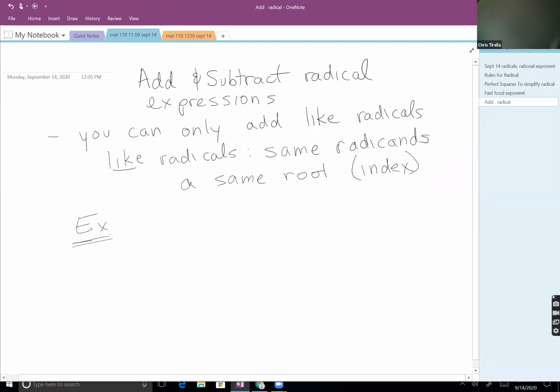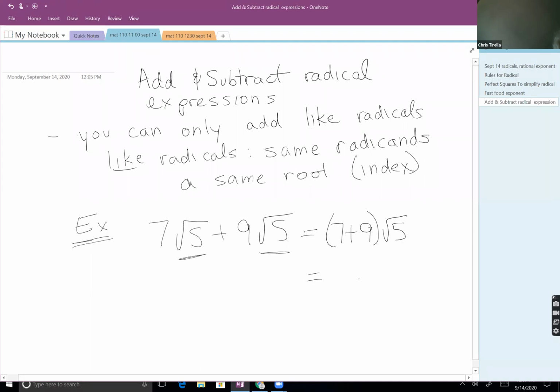So for example, if I have 7 square roots of 5 plus 9 square roots of 5, do you see how the radical parts are the same? They're like. And so just like combining like terms, I'm going to undistribute. I'm going to add the coefficients. And so my final answer would be 16 radical 5.